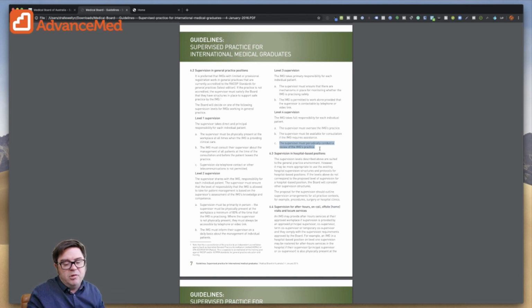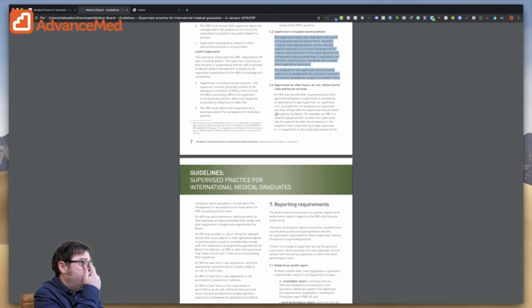From a specialist IMG perspective, actually the other one would be career medical officer, and from a specialist IMG perspective, that would be equivalent to, say, someone on substantial comparability. And then they talk about how you can use this as a guide for hospital-based positions. And then there's some information about after hours.